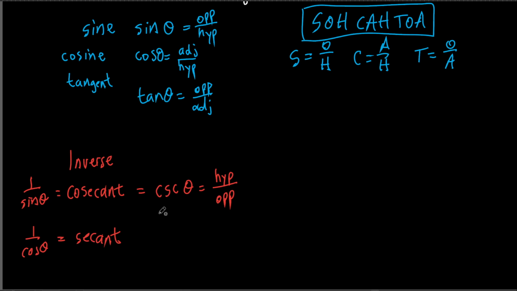All right? So what do you think the letters for secant are? It's pretty easy. It's just SEC. So we use SEC for secant. And now, remember, it's the inverse of the cosine. So what was our ratio for the cosine? It was adjacent over hypotenuse. So what do you think it's going to be for the secant? That's right. It's the inverse. It's the hypotenuse over the adjacent.